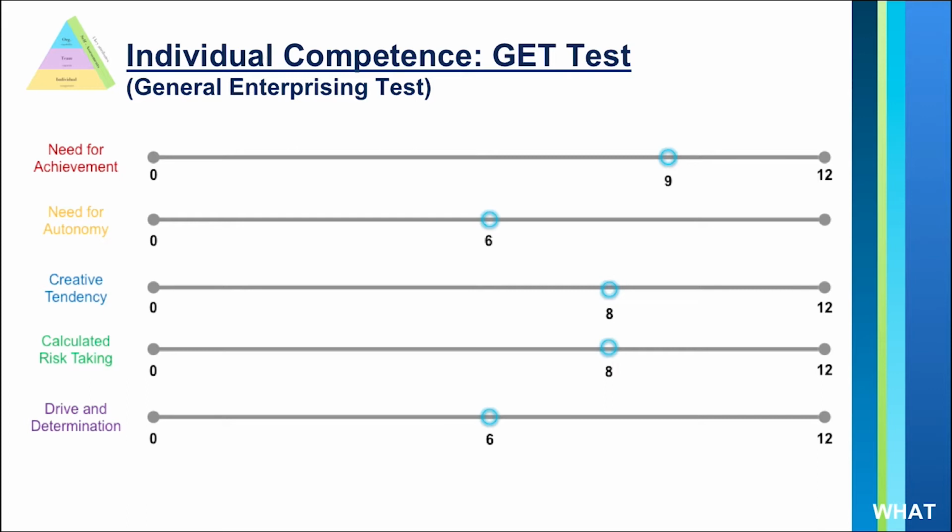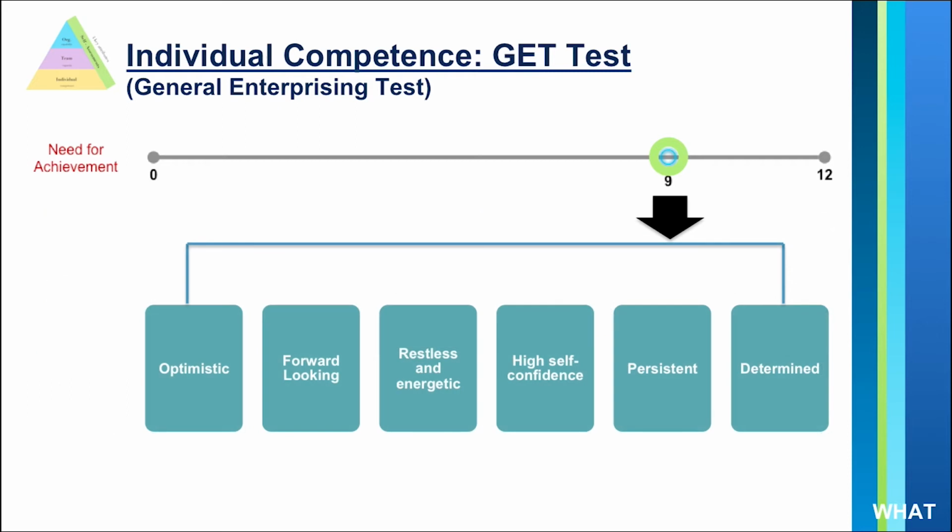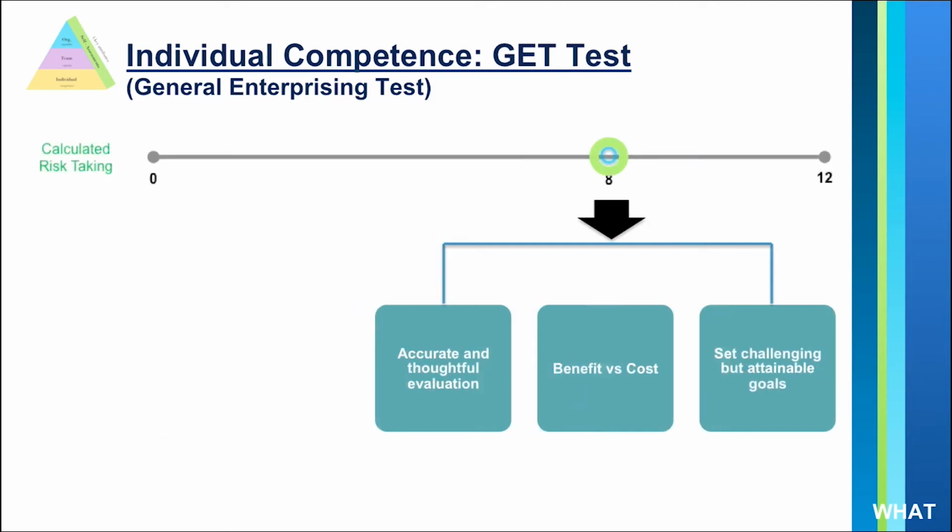Next, in the GED test, I am highest at need for achievement. Because as I mentioned before, I like to think before taking actions as a reflector and as pragmatist. So, I am optimistic with my decisions. I am forward-looking, I'm restless and energetic, I have high self-confidence, I'm persistent, determined, and dedicated to complete my tasks. Thus, I also have high score in calculated risk-taking, which indicates that I have a high accuracy and thoughtful evaluation on my capabilities, on the likely benefits against likely costs to set the challenging but attainable goals in my life.